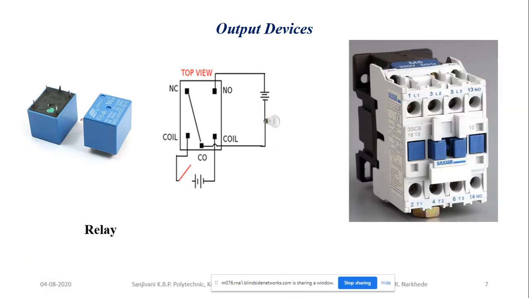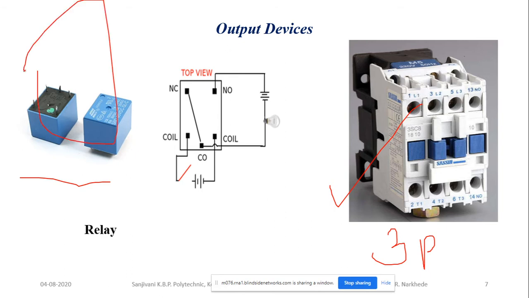Okay, but whatever relay we have discussed, this relay can be used only up to 230 volts. But in industry we are not going to operate all devices at 230 volts. So for the devices used in actual industrial automation, we are going to use a contactor. This is an example of a contactor. Such devices are used in industry and can be used for three-phase supply. This simple relay can be used for single-phase supply, but in industry we use three-phase supply, so for that purpose we use contactors.